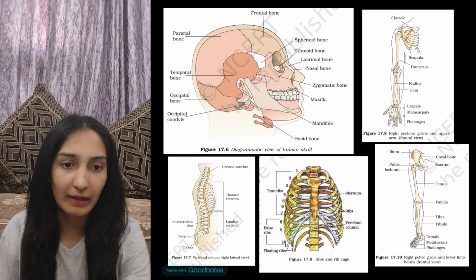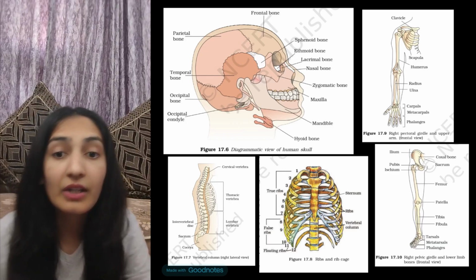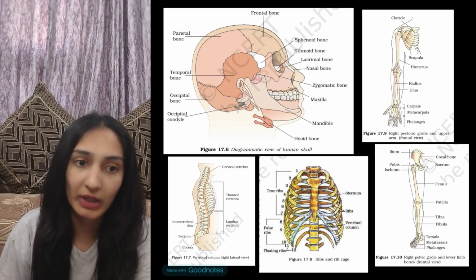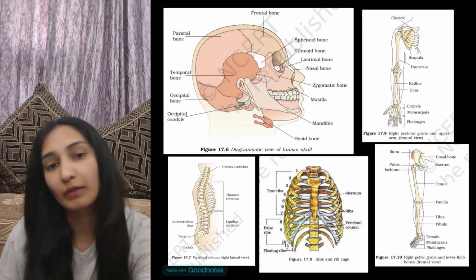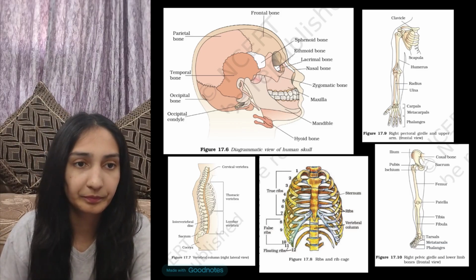Moving on, we have figure 17.7, which depicts your vertebral column, and this is a right lateral view. Starting off with the cervical vertebra, then we have the thoracic vertebra, then we have the lumbar vertebra, and then we have the sacrum, and then we have the coccyx. And you can also see the intervertebral disc.